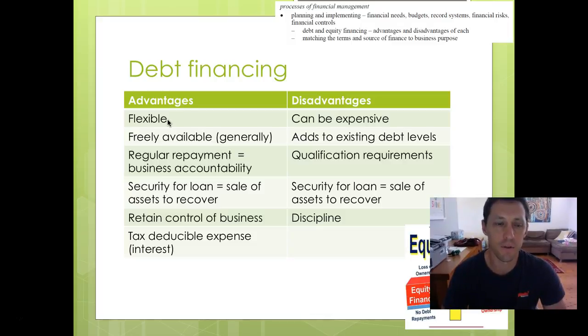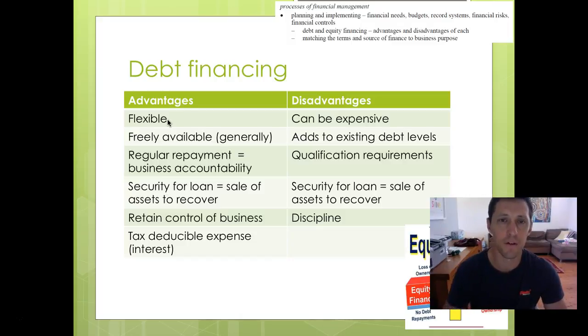There's flexibility also in terms of its cost. You may well be able to negotiate a low cost of debt, where the cost of debt is interest. Having said that, on the other side of the coin, you might go to a finance company and find that you have to pay a much higher rate of interest. So to some degree there's flexibility in that area as well.